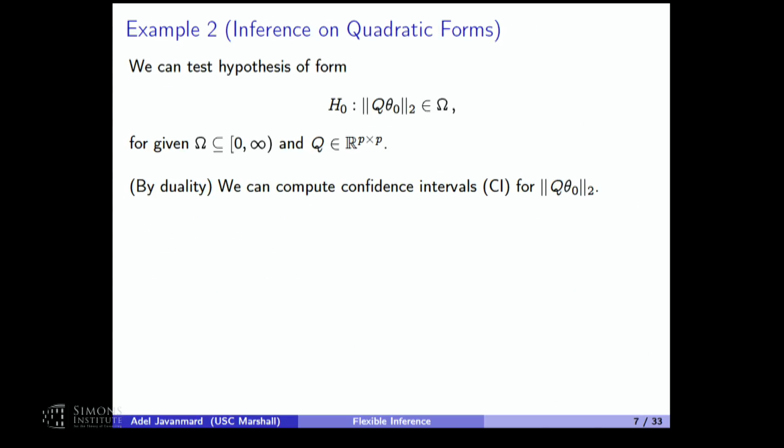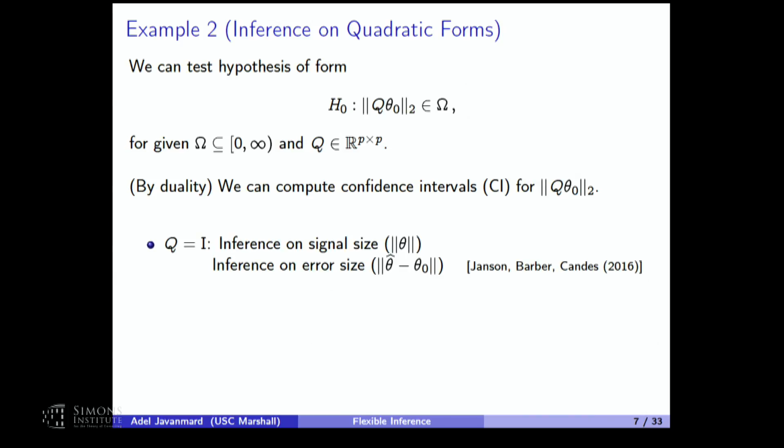The second example is if you want to do inference on the quadratic form. Let's say Q is some given matrix to you, and you want to test whether the norm of Q theta 0 is in some interval. This problem is itself very interesting because, if you take Q equal identity, you can do inference on the size of the signal.